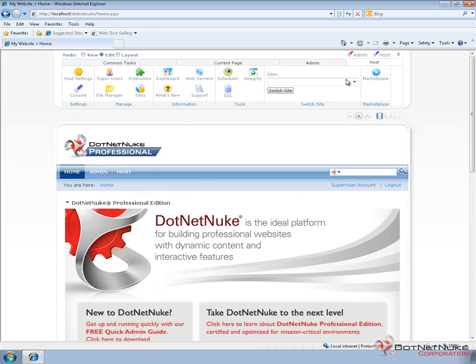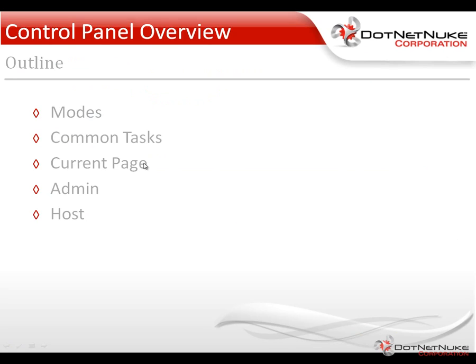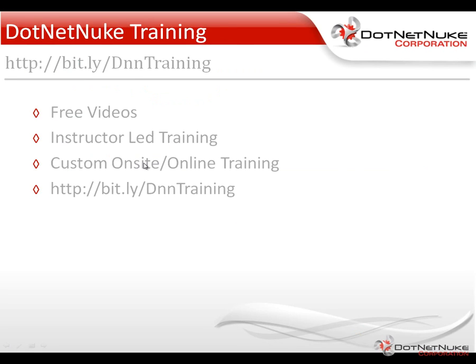Now, in addition to that, .NET Nuke supports multiple websites, multiple portals, and as a host or a super user, you can switch between various portals using the host tab in the control panel. At this point, we only have one portal assigned to this particular .NET Nuke install, so that's the only one available here. But if we had more, we could choose from that and then choose to switch to those other portals. I hope you found this control panel overview video to be useful.